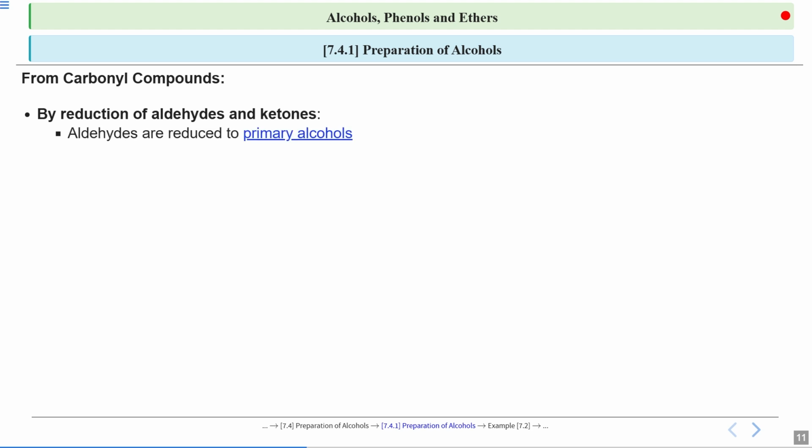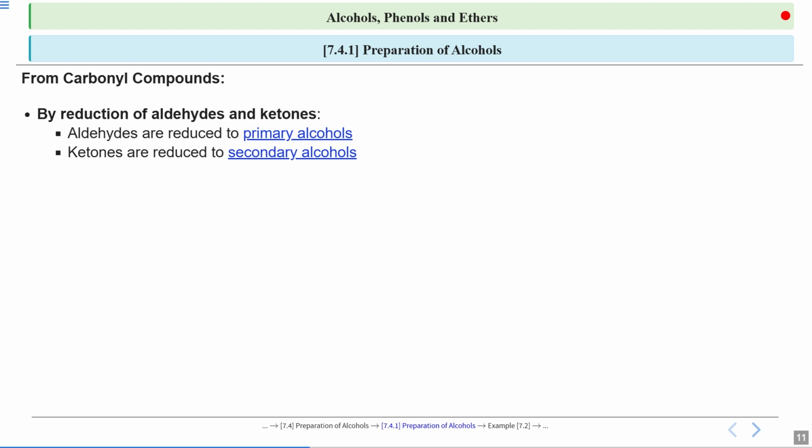Aldehydes containing the CHO group are reduced to primary alcohols, whereas ketones are reduced to secondary alcohols, because if you see, ketones are RCOR, right? So C double bond O is present in between 2 alkyl groups.